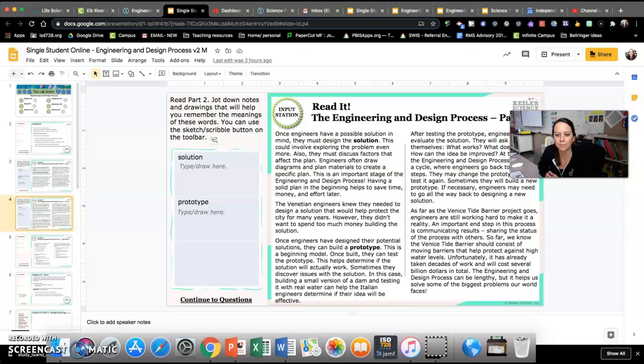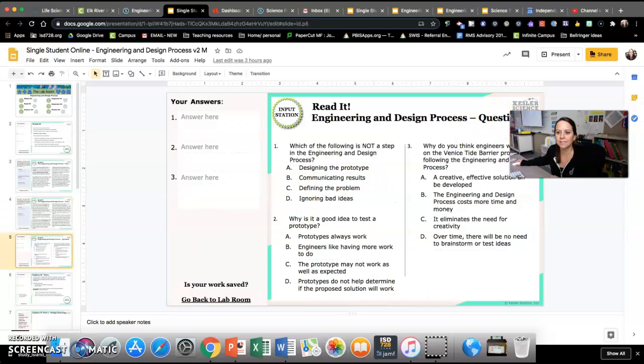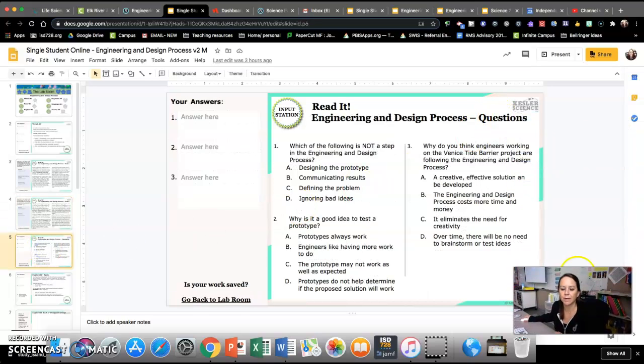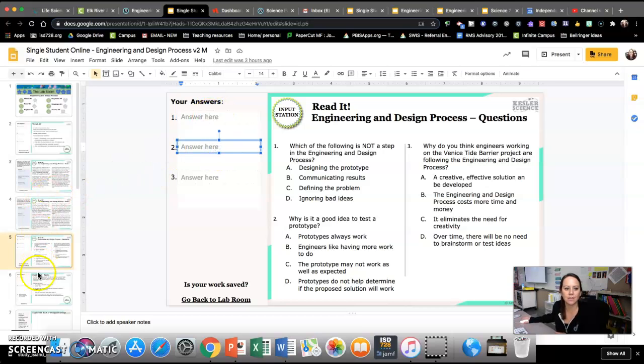The engineering and design process can be lengthy, but it helps us solve some of the biggest problems our world faces. Okay, so make sure you put your answers into there. The next one, these questions go along with that reading, so you might need to look back and type your answers over in the side. You can just type the letter of the answer.